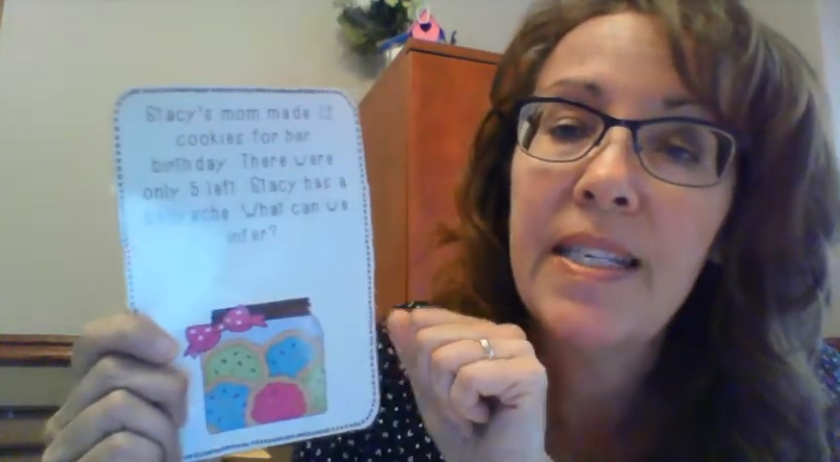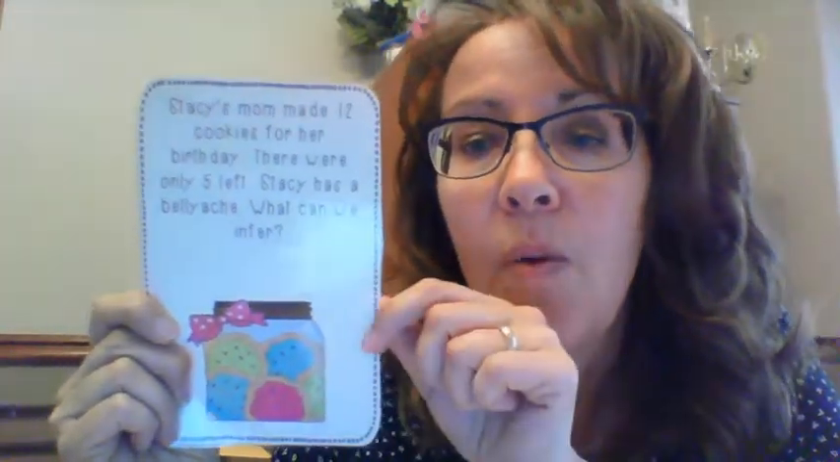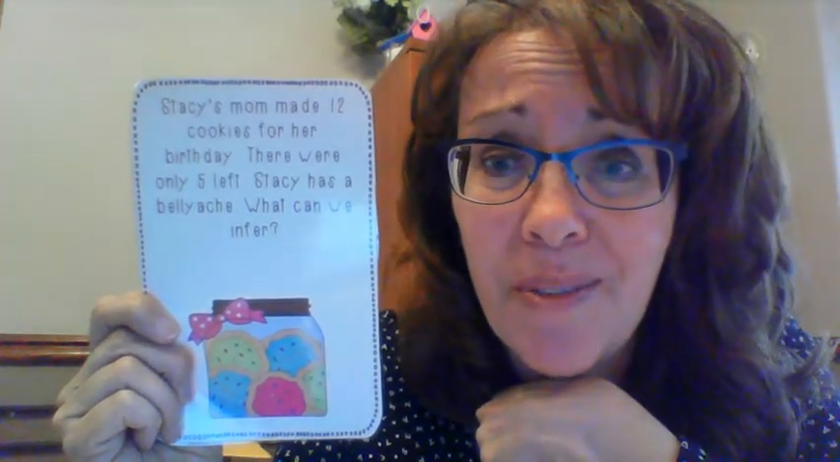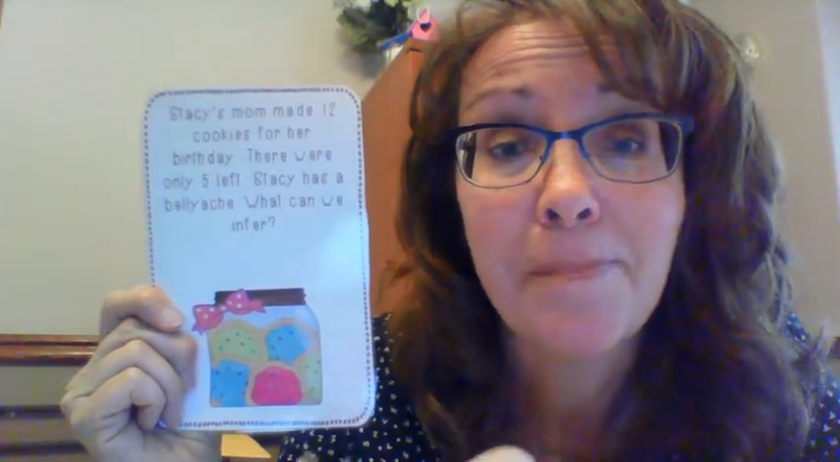Let's try another one. This is a story about Stacy. Stacy's mom made 12 cookies for her birthday. There were only 5 left. Stacy has a bellyache. What can we infer? Well, I know a lot about cookies because I really like cookies. I know they're made with a lot of sugar, and I know that if I eat too many, I don't feel very good. Thinking about what I know, what I see, and what I've read about Stacy, she has a bellyache. So I'm thinking that she has eaten too many cookies, and now she has a bellyache. I can infer that. Good job.